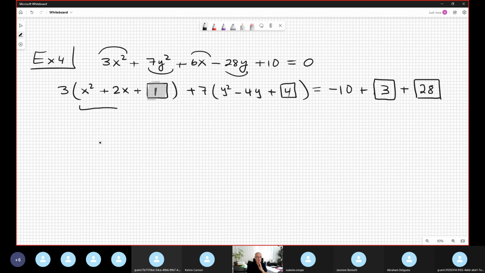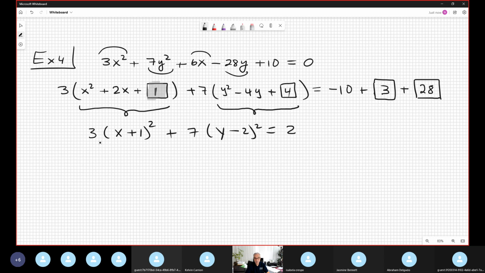Now the factorization of this trinomial is super easy because, when you introduce the completed square, this trinomial is a perfect square. And the factorization is (x plus 1) squared plus 7 (y minus 2) squared equals something: 28 plus 3 is 31, minus 10 is 21.